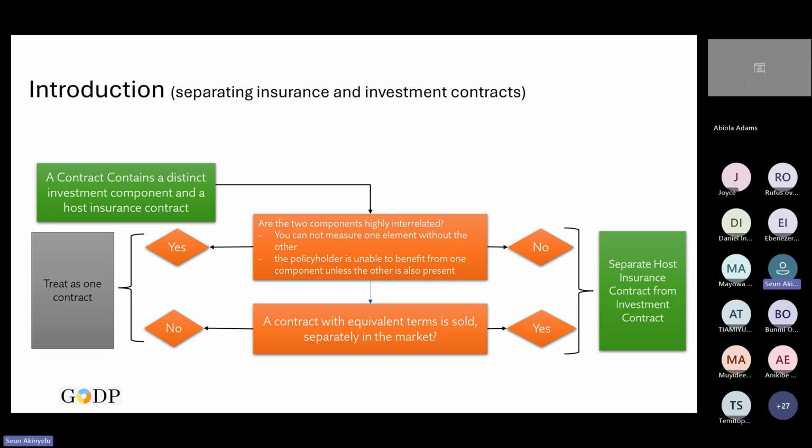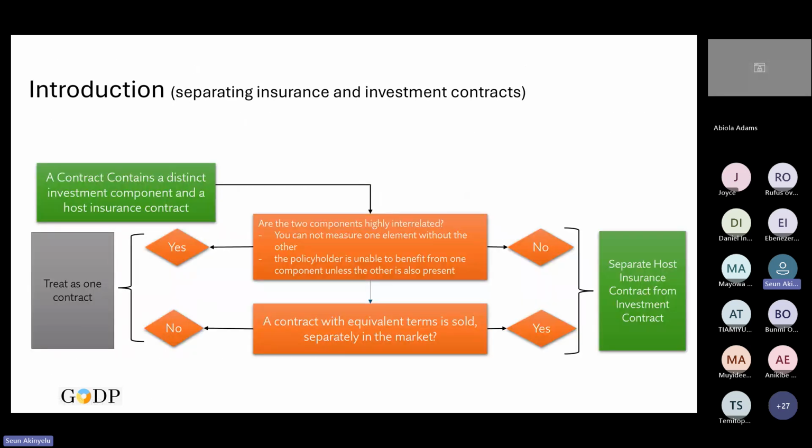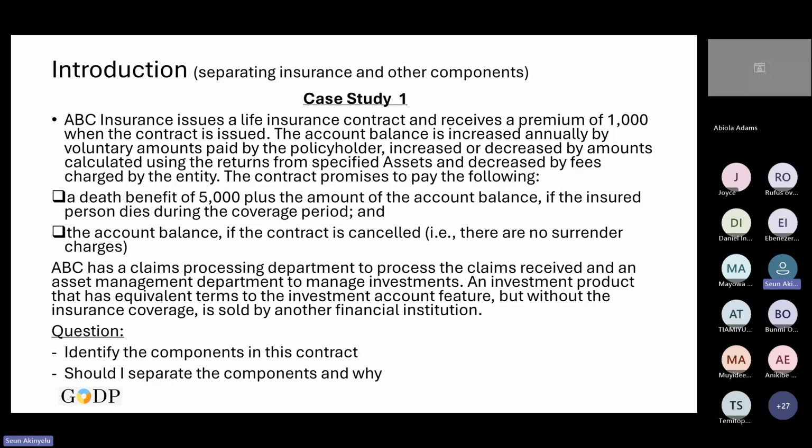So let's just take it together too. So let's take the first component. The first component is the question of whether they are highly interrelated. That's the first question. Are they highly interrelated? And I explained that for it to be highly interrelated, two major things are there. Either that the benefits, you can't get the benefit of one without the other.